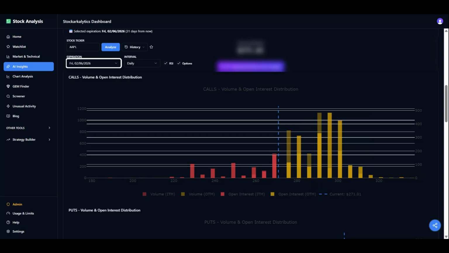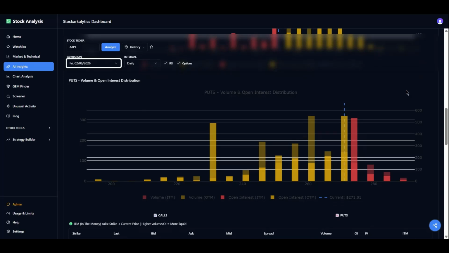Now this next chart is the same idea but for puts. Again, volume is what's actively trading and open interest is existing positioning. If you see heavy put open interest at specific strikes, those are important levels to pay attention to, especially into expiration.